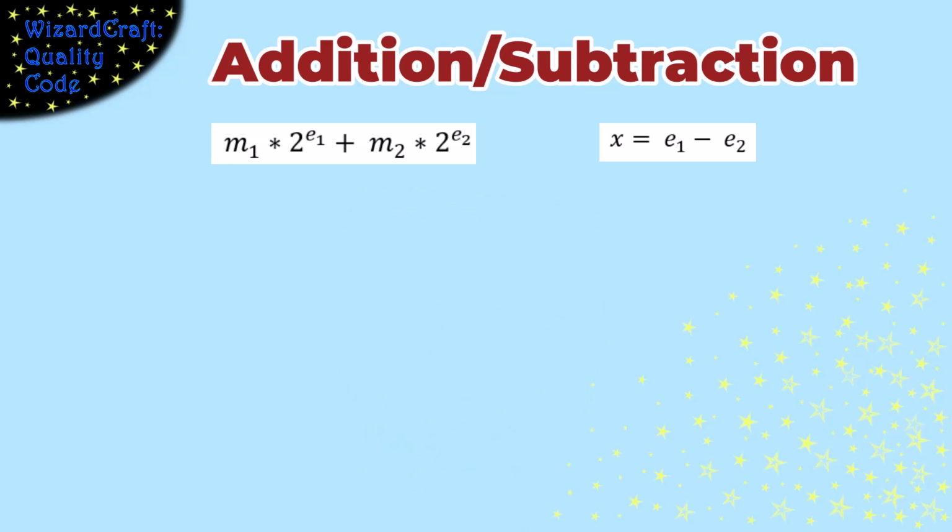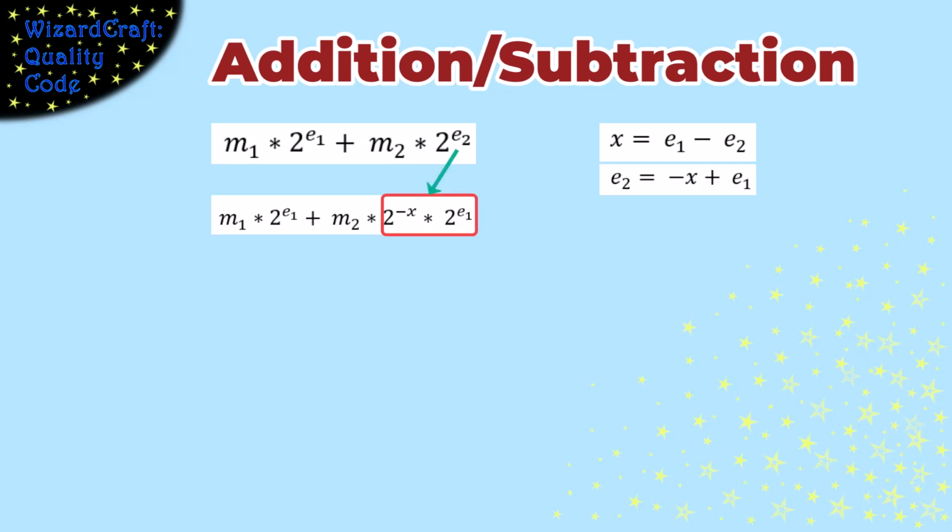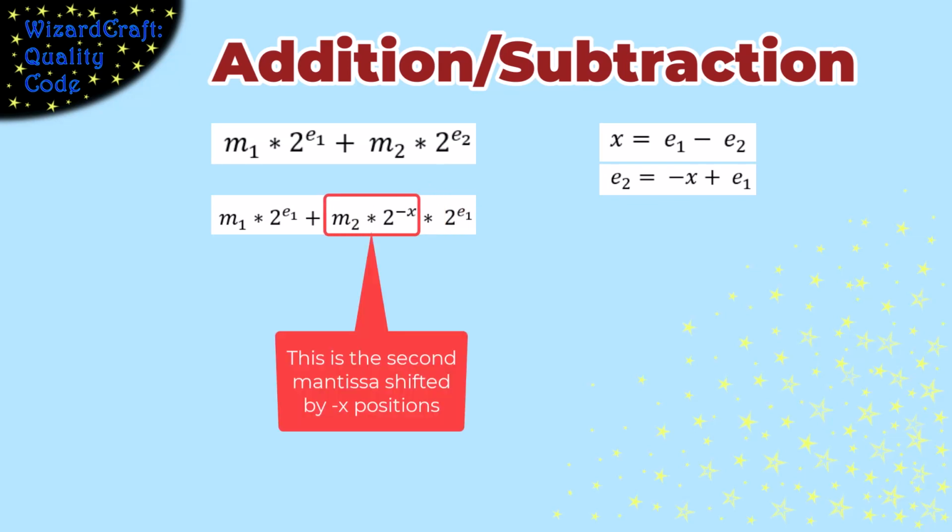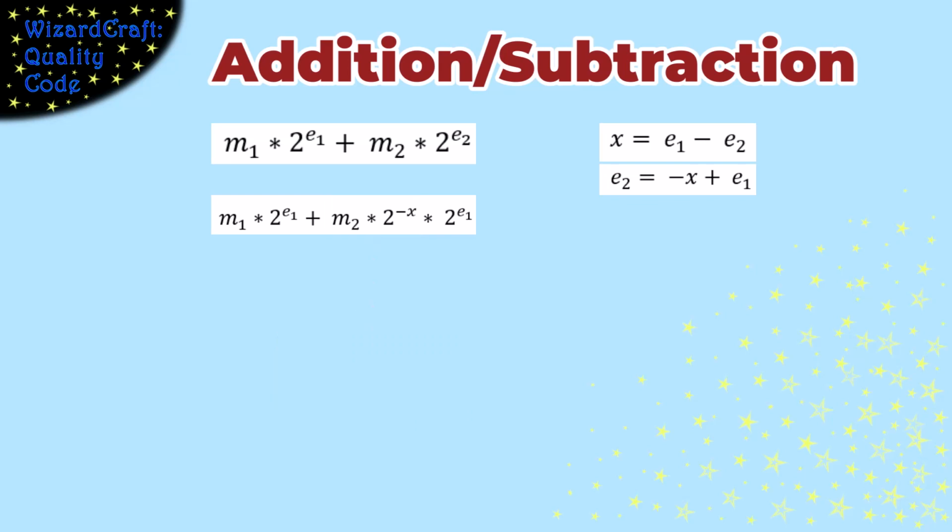So first, solve for E2, and then substitute that into our addition problem. That's saying that we need to move the decimal point in the second mantissa by x positions to make the exponents match. Once we do that, we can add the mantissas to get the results. That shifting is the thing that we need to be worried about.